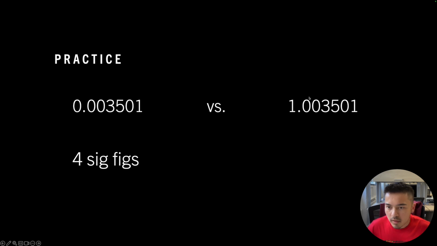This number, 1.003501, has a number right before the decimal place, and it has 2 whole digits on either side of the zeros.